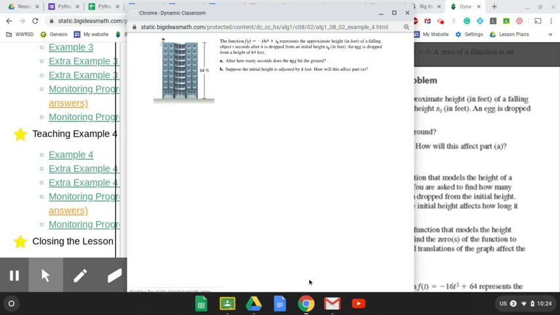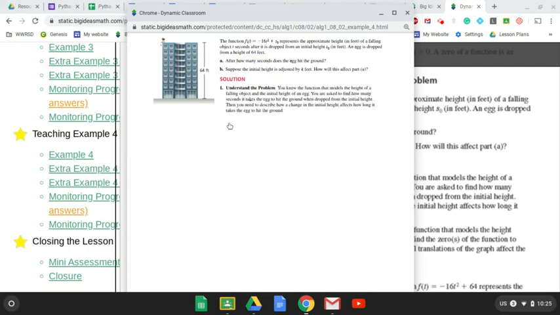The function f of t equals negative 16t squared plus s sub 0 represents the approximate height in feet of a falling object t seconds after it's dropped from an initial height of s sub 0 in feet. An egg is dropped from a height of 64 feet. After how many seconds does the egg hit the ground? And then suppose that the height is adjusted by k feet. How will this affect part A?